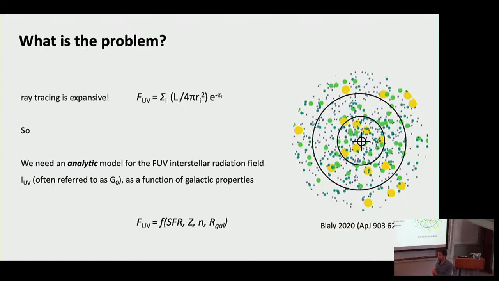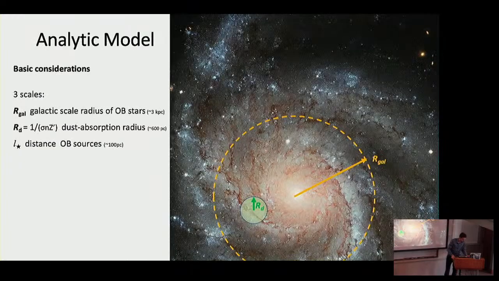And also, it's just nice to have an analytic model to understand what's going on, how things depend on the galactic properties. So that was the idea of this project, specifically to answer the question: how does the UV intensity change as you change metallicity? So thinking of high redshift galaxies, the first galaxies to form in the universe, or maybe even local dwarf galaxies with low metallicities. As we'll see, metallicity plays an important role in this process.